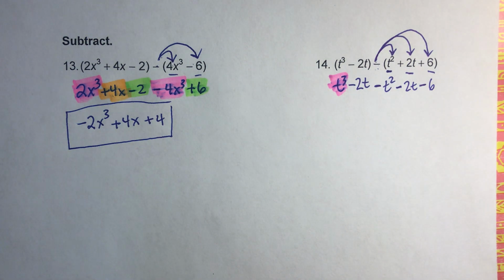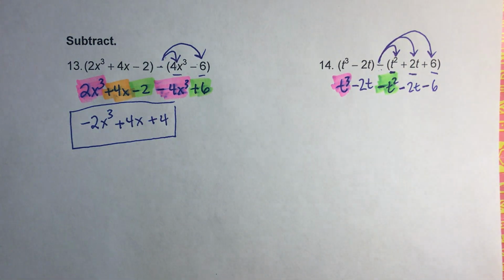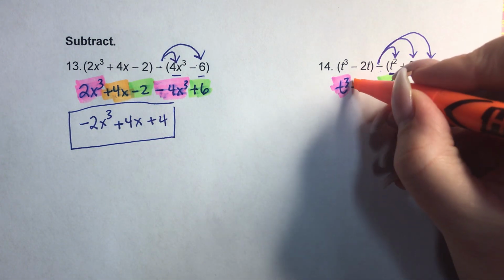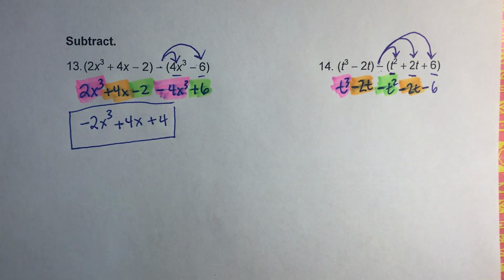Okay, and then we're going to go t to the second. And I see that there's only one of those as well. And then we're just going to go t, right, that has a degree of 1. And I see a negative 2t here. And I see a negative 2t there. So those are like terms. And then lastly, we have that constant, which is a negative 6.